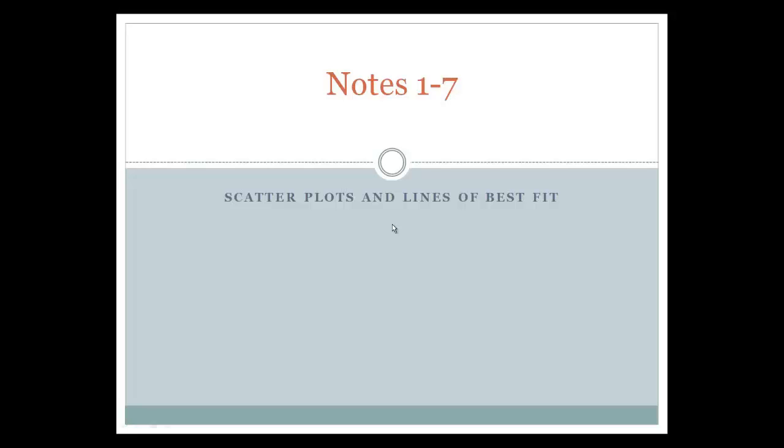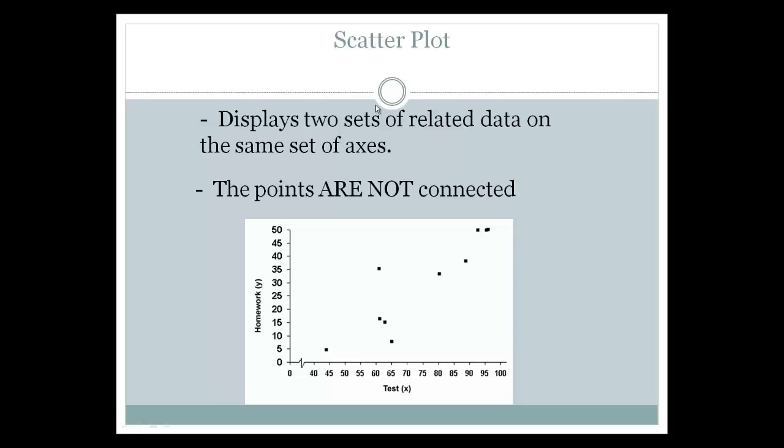This is Mr. Gillum, and today we're going to talk about scatter plots and lines of best fit. This is an example of a scatter plot. It displays two sets of related data on the same set of axes. The points are not connected.